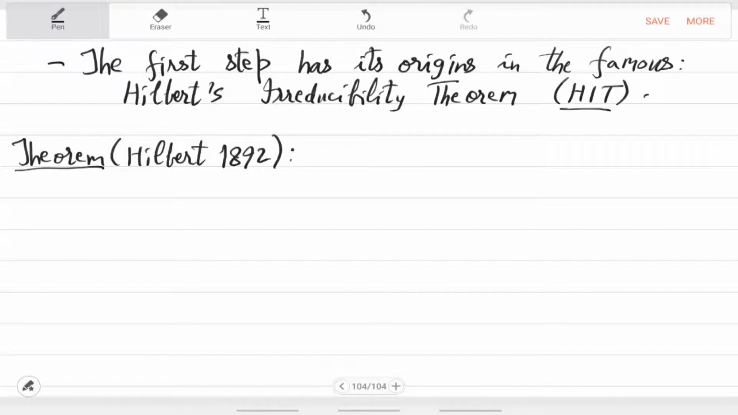The spirit of this is very simple. You are given an n variate or n plus 1 variate polynomial f that is irreducible over a field. Now, what happens if you randomly project that polynomial down to 2 variables or 3 variables or so on? Will it remain irreducible? That is the question. Hilbert's irreducibility theorem says that for random projections this is true. If you randomly project a multivariate polynomial down to fewer variables, the projection will also be irreducible with high probability.